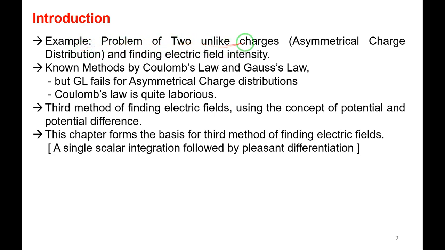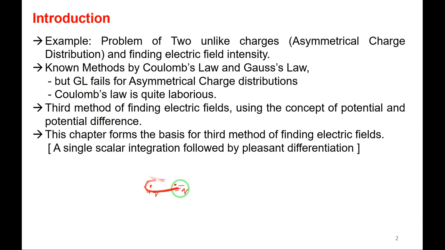Suppose we have two unlike charges. Let me draw it here. One is a positive charge plus Q and one is a negative charge minus Q. If there were only a positive charge, I could have chosen a spherical Gaussian surface. But there is a positive charge as well as a negative charge, so I cannot choose a Gaussian surface for these two unlike charges. We call this asymmetrical charges. So Gauss law cannot be applied in this case to find the electric field intensity. But we can go with Coulomb's law, though it is quite tedious and laborious, and we can find the electric field intensity due to these two unlike charges.